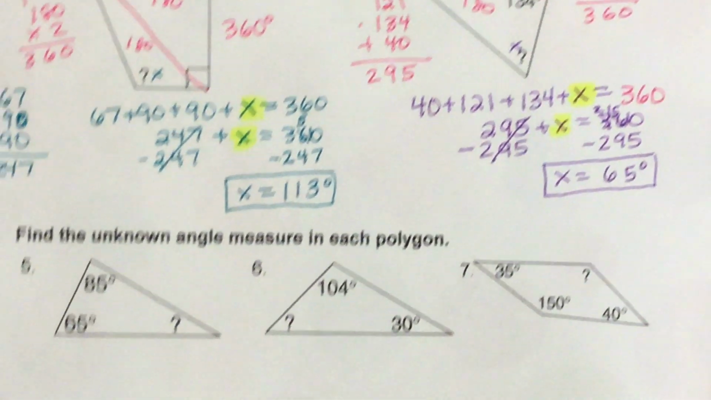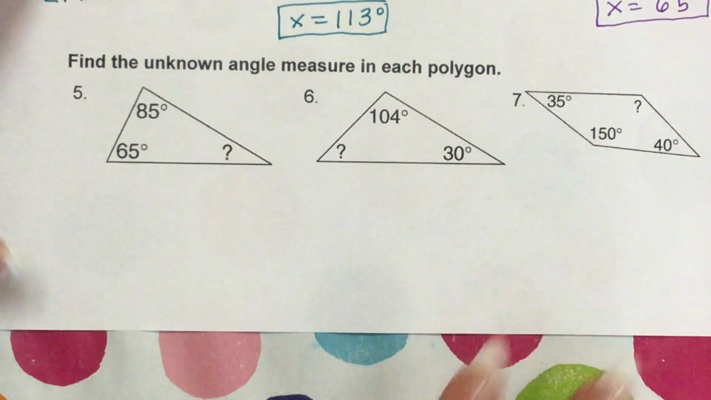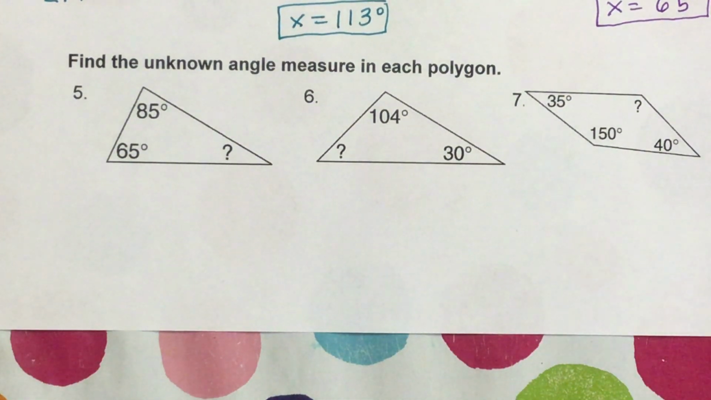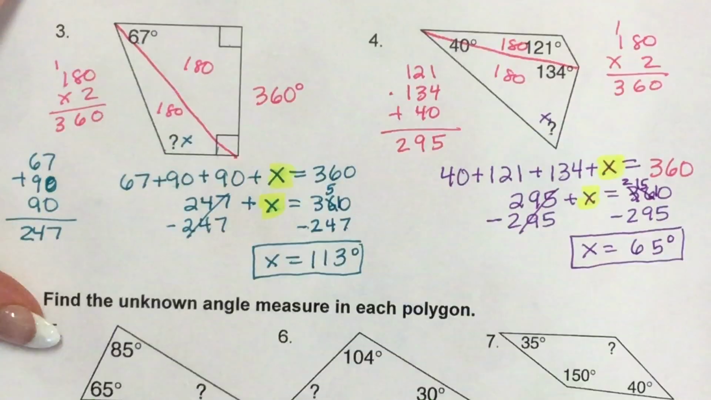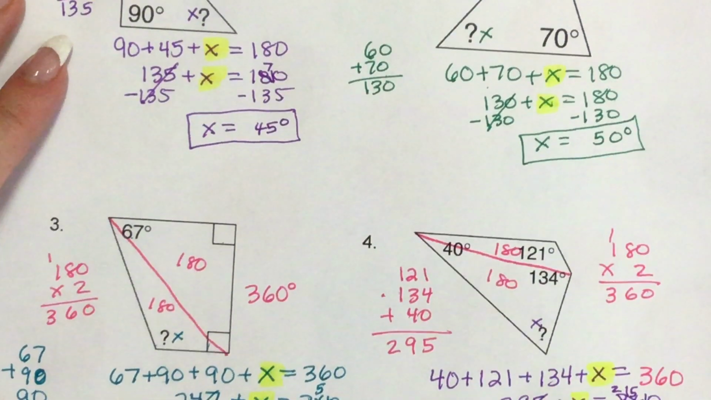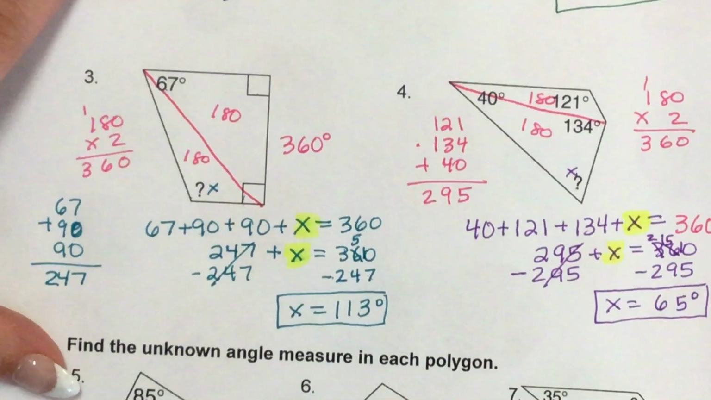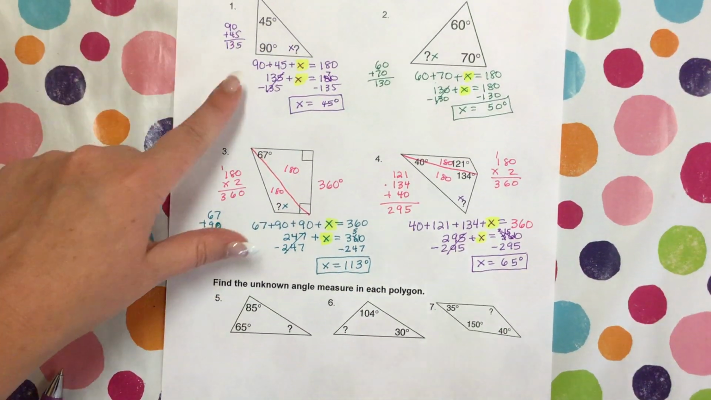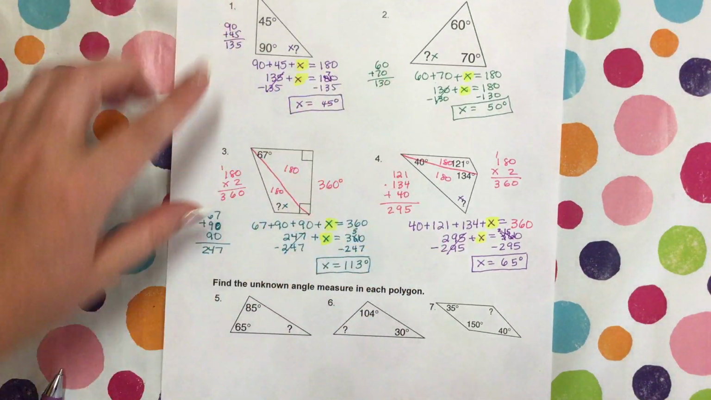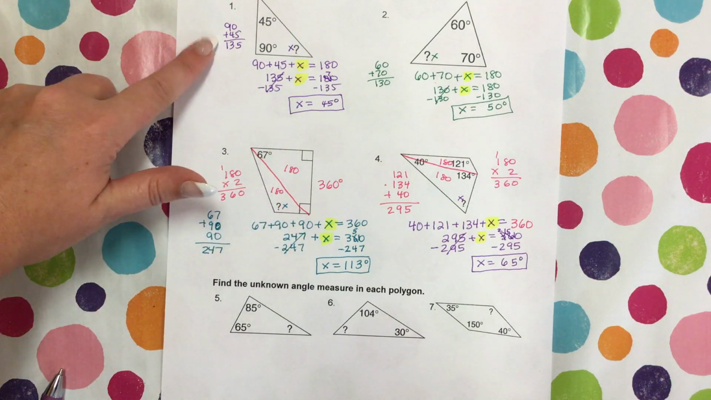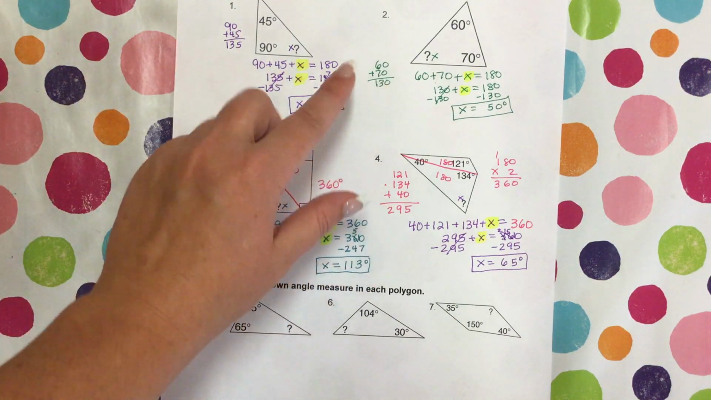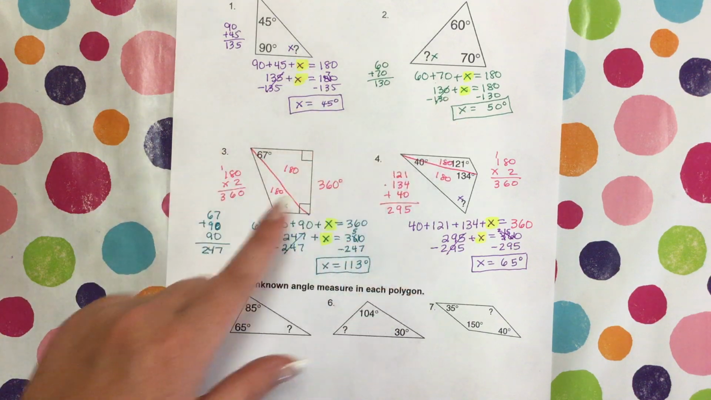Perfect. Now it is your turn, ladies and gentlemen. I want you to find the unknown measures. Go ahead and write your equations. Use these 4 examples as a guide. I want your work to look just like this, okay? It should look like this, where you have your equation. If you do any math, you do it off to the side. It's not in the middle of your equation, okay?